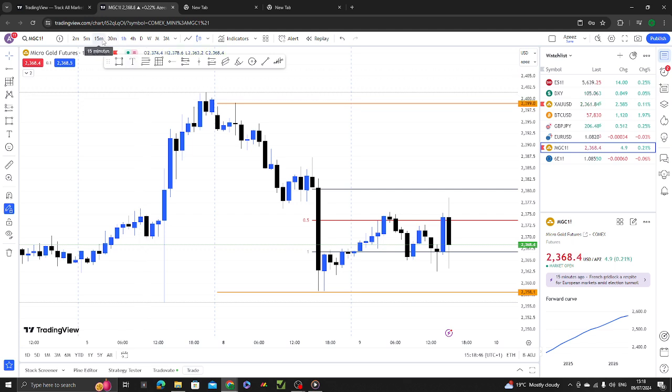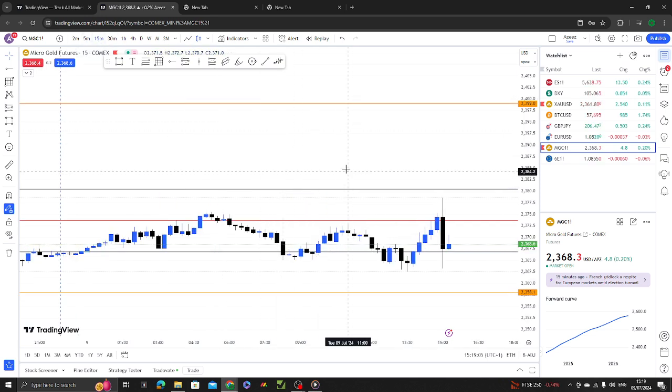So my entry position, guys, is 15-minute or 5-minute. If I can't find a place where I can enter a trade in the 15-minute time frame, I'll go to the 5-minute time frame. I don't go anything lower than 5-minute, guys. I know some people go to 2-minute, 1-minute, but I don't really go lower than 5-minute. So I go to the 5-minute time frame.